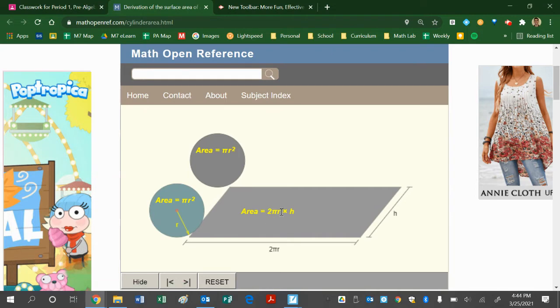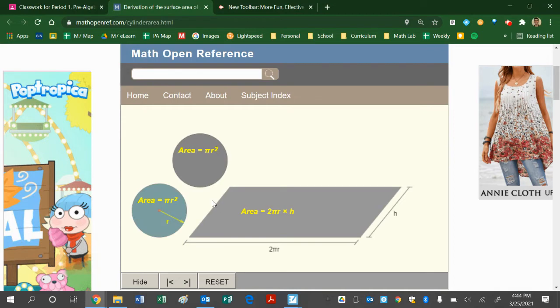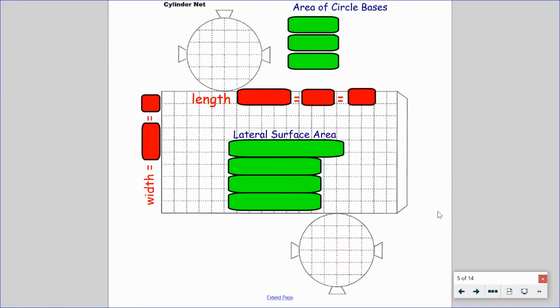2 pi radius is the length of that rectangle, and the height is its width. So the area of this lateral face is 2 times pi times radius times height. And of course, we have 2 pi times radius squared for the circles. And that, my friends, is where the formula for the surface area of a cylinder comes from. If you want, mathopenref.com/cylinderarea.html, you're welcome to check that out. I just wanted to point out where this funky formula comes from.